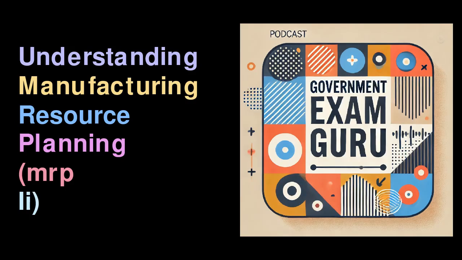Understanding Manufacturing Resource Planning, MRP II. Manufacturing Resource Planning, commonly referred to as MRP II, is an advanced integrated information system that has become essential for businesses, particularly in the manufacturing sector.